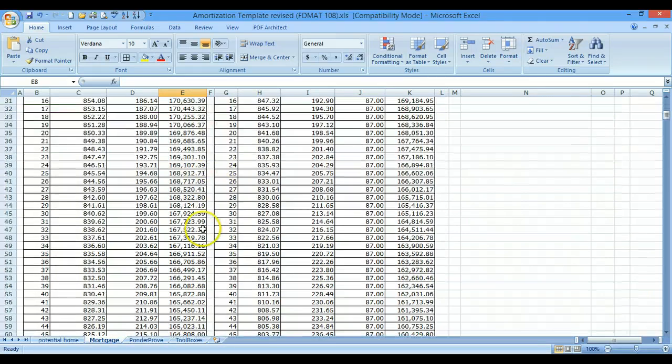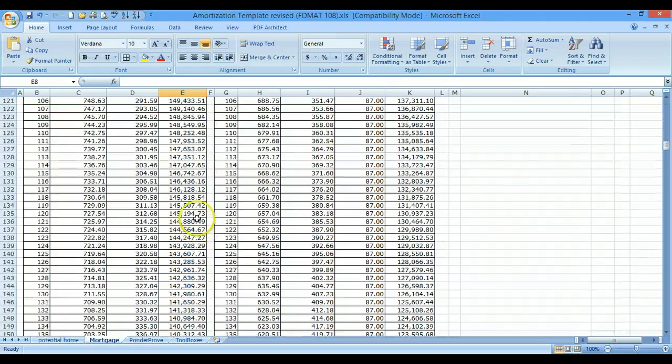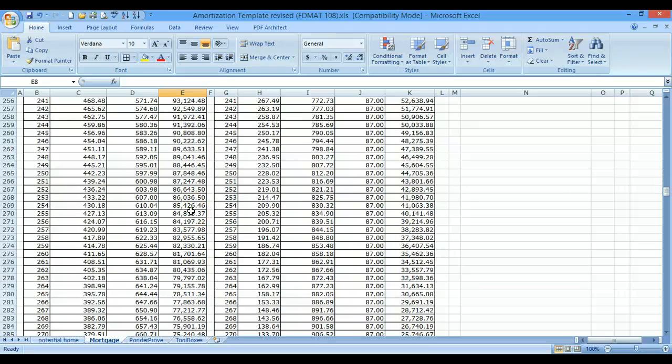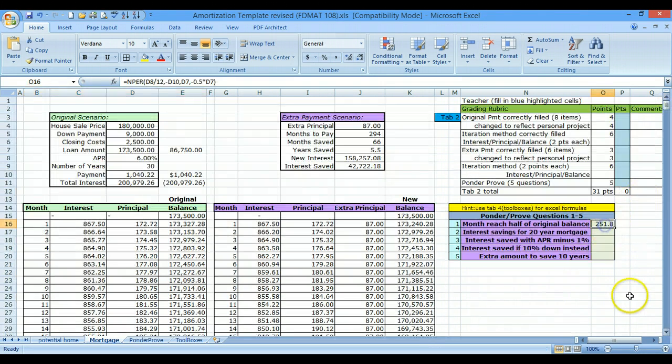86,750. Not out of the hundreds, 86. Oh, there we go, 86,750. There we go, it's right in between these two. There we go, 86,750. Should be about 251. There we go, 251.8. That's perfect. Now let's move to the next one.